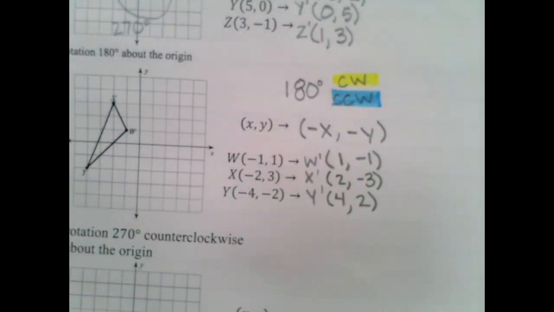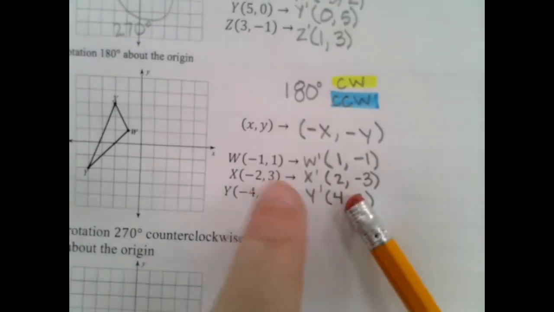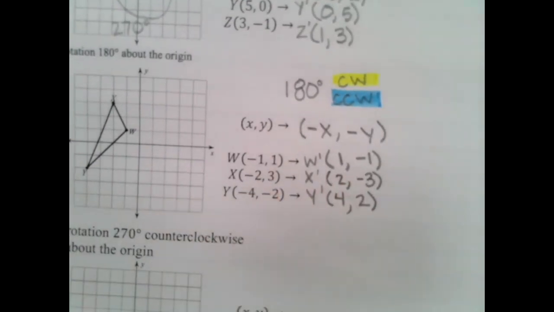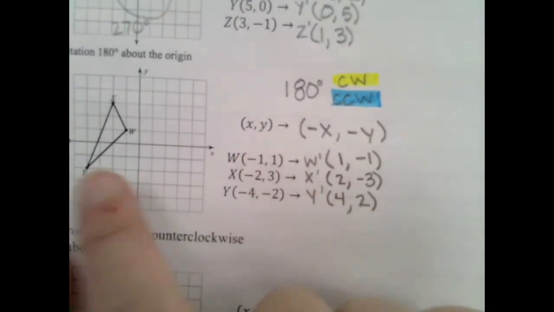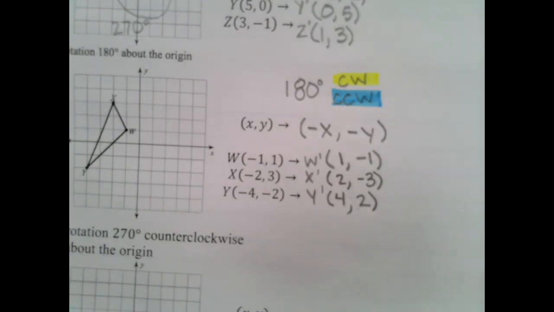So we didn't change the order. If 2 was first, 2 is still first. It just changes the sign, positives to negatives. All right, once we have this new set, we can now graph that on our graph.